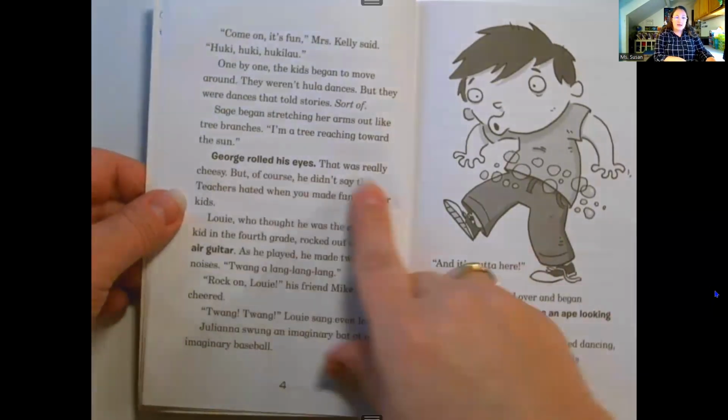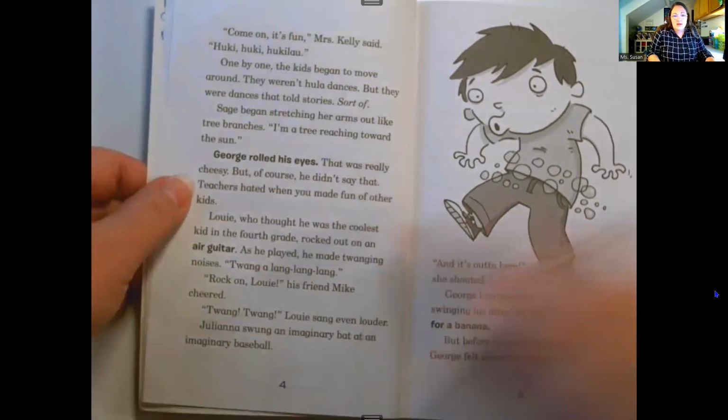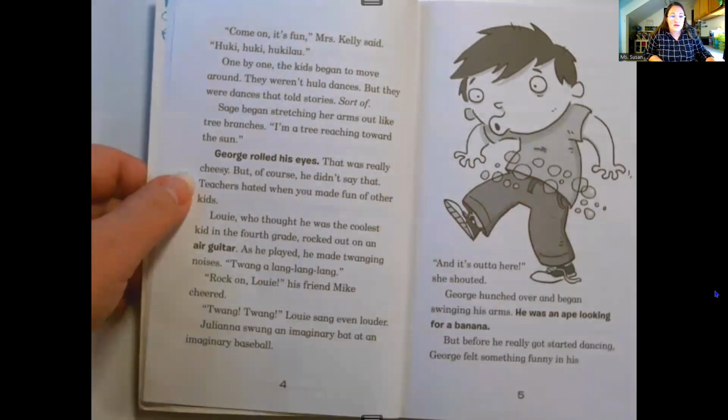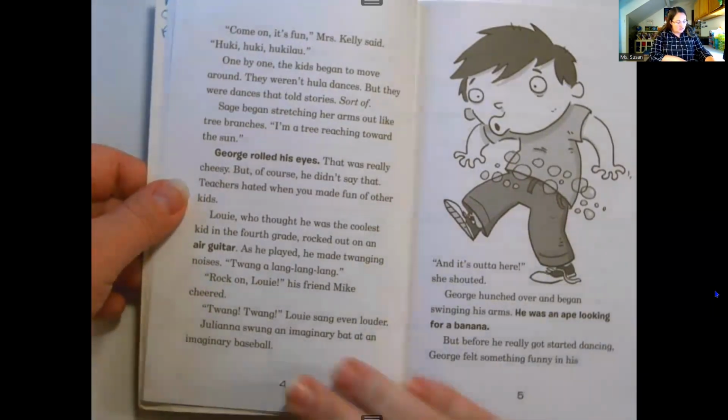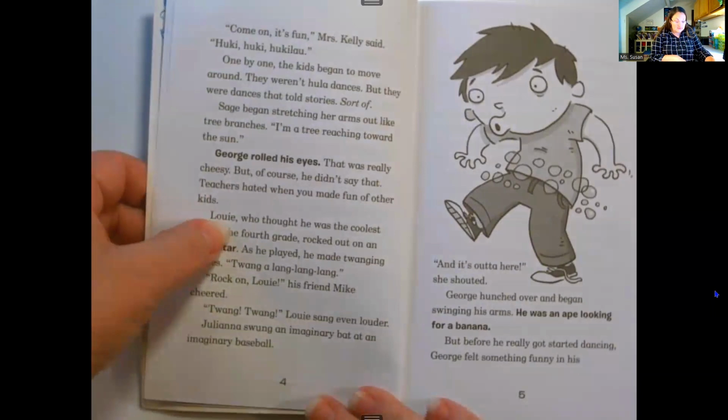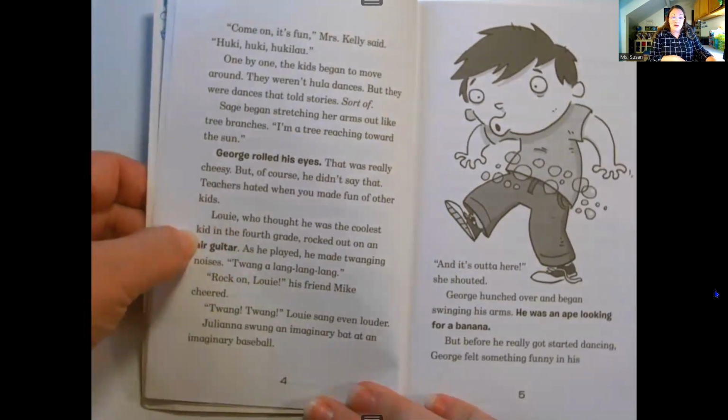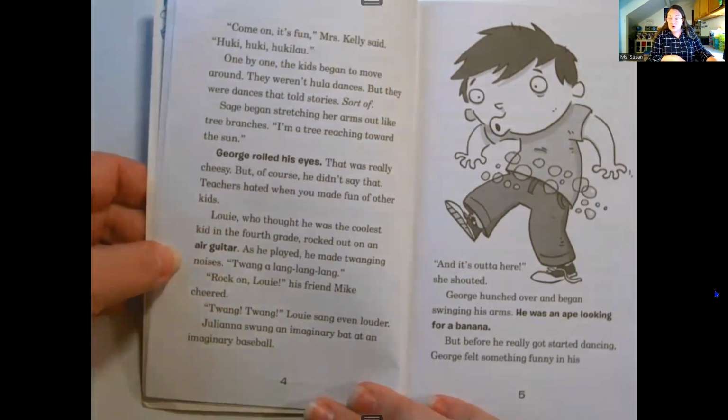George rolled his eyes. That was really cheesy. But of course, he didn't say that. Teachers hated when you made fun of other kids. Yeah, you don't want to do that. If you want to be nice, be kind. Louis, who thought he was the coolest kid in the fourth grade, rocked out on air guitar.